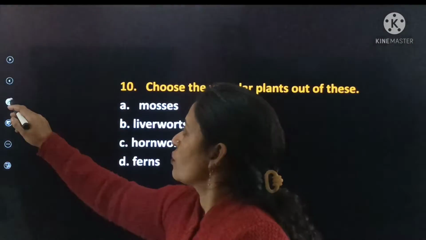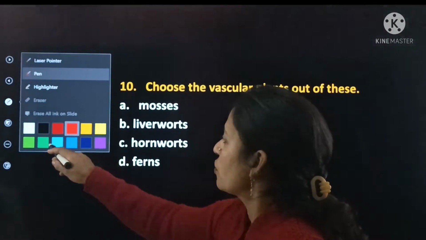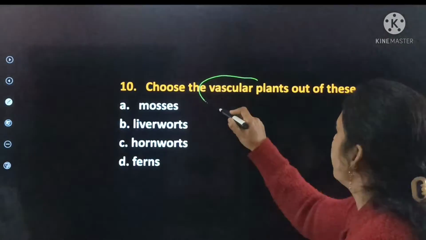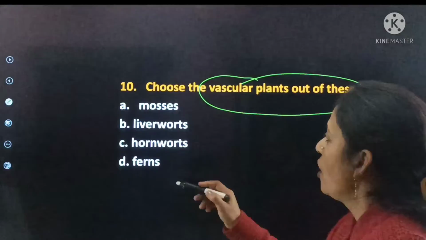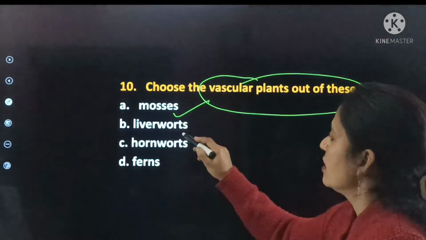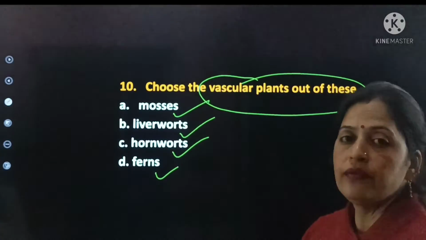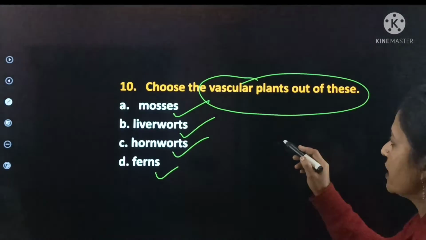Now it is our last question for our today's lecture, that is the question number 10, and your question number 10 is choose the vascular plants out of these. Options are mosses, B liverworts, C hornworts and D is ferns. So you have to choose the vascular plant out of these.